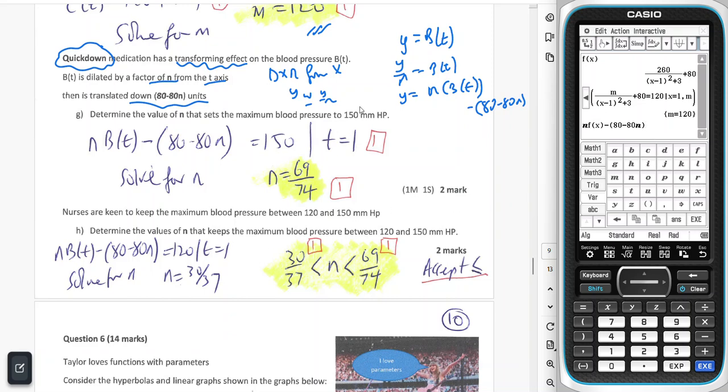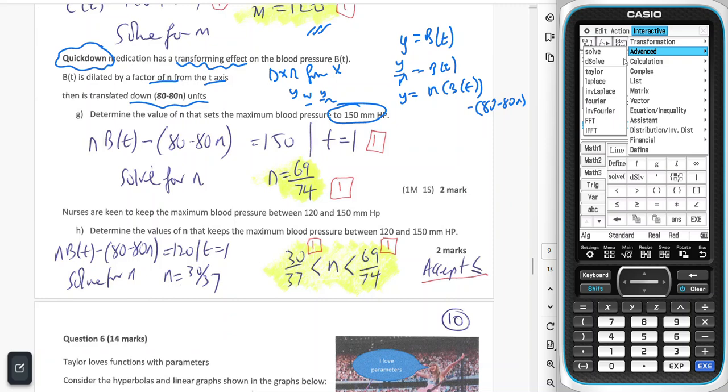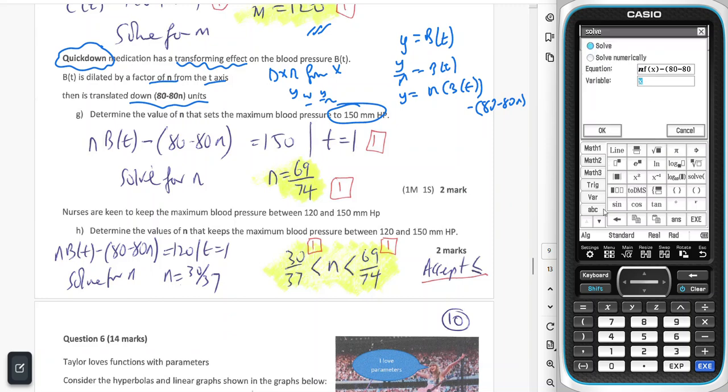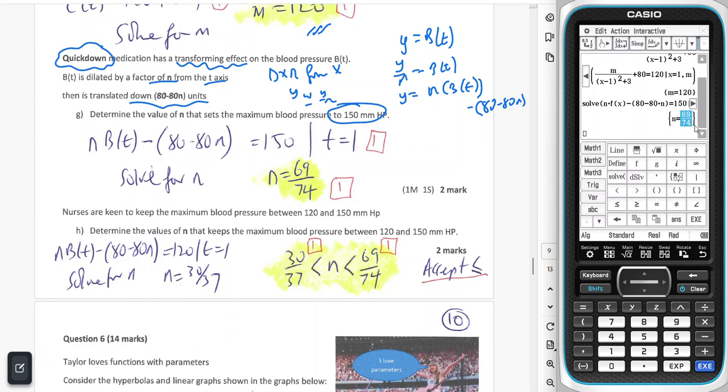And I would like to have the maximum blood pressure 150. So equals 150. And the maximum will occur when time is equal to 1. And then I'm going to solve for N. And N equals 69 on 74.